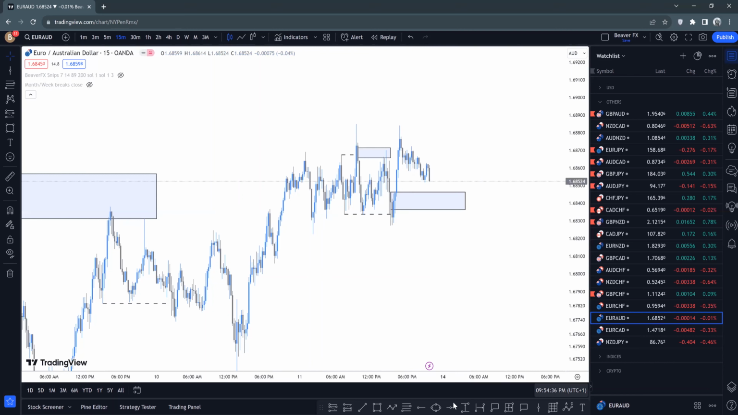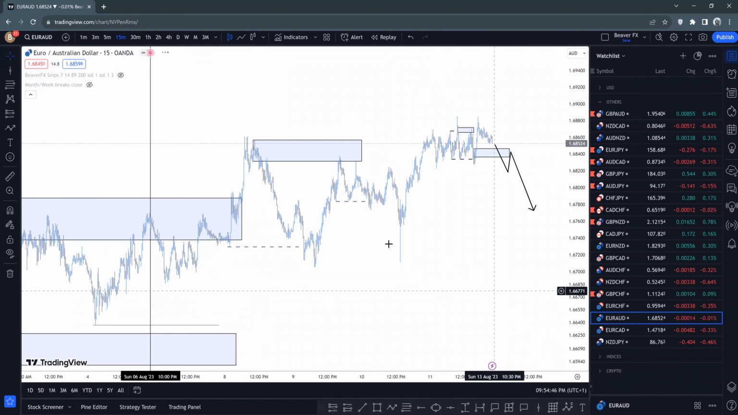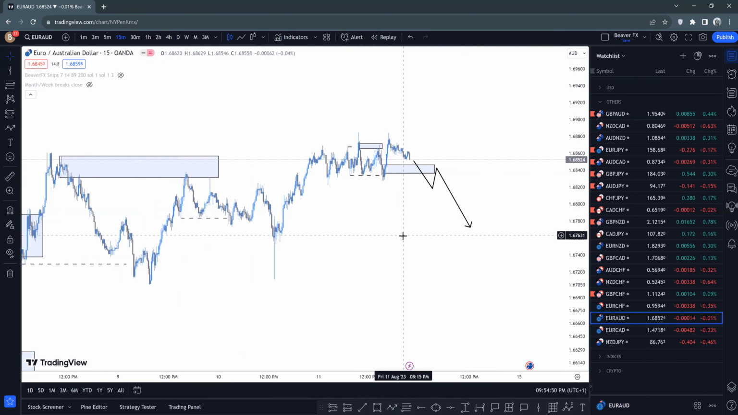Then at the retest is where I'm actually going to take a sell trade. But if not, I'm just going to look at this pair and keep on watching how it's going to play out on its own.